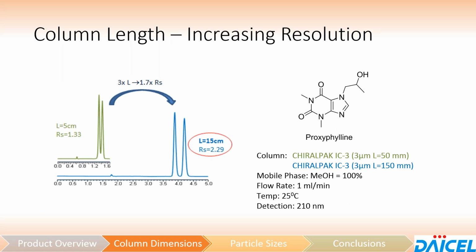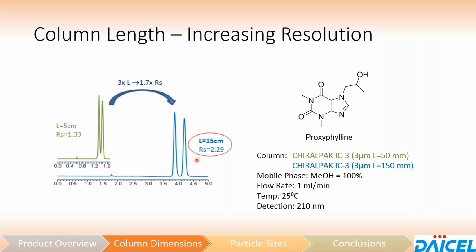If we look at an actual separation to kind of prove that out, this is a separation on ChiroPack IC3. In green here is a separation on a 50 millimeter length column, and the resolution was 1.33. If we increase the length by 3 to a 150 millimeter length column, we calculate the resolution is 2.29, which is not quite 1.7, it's actually slightly higher.